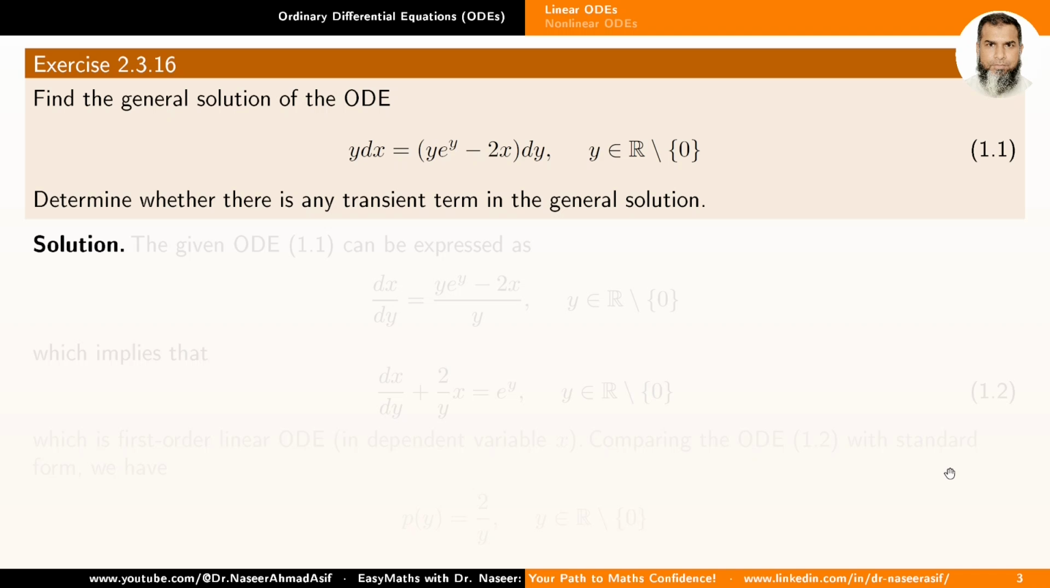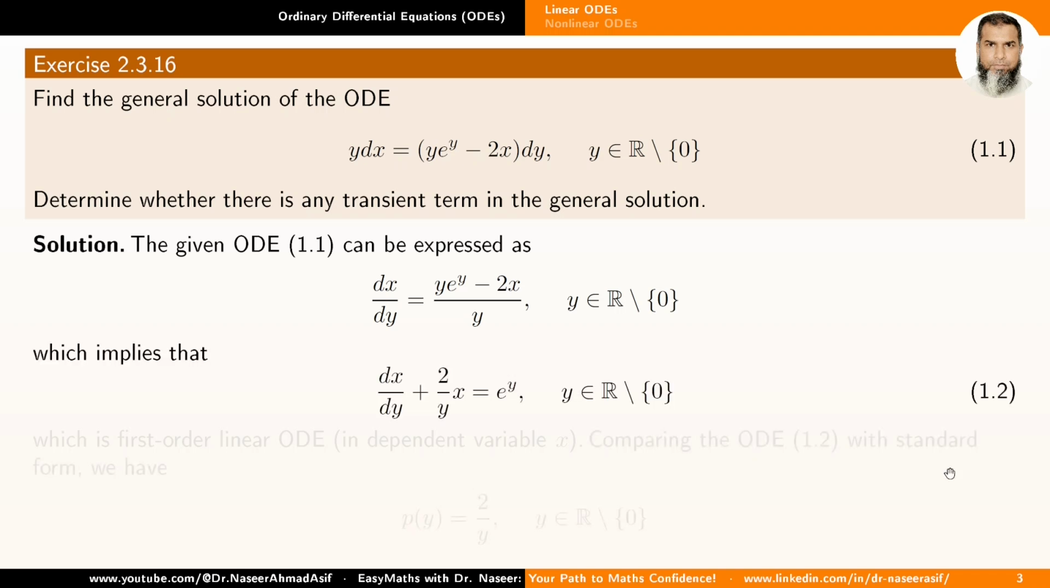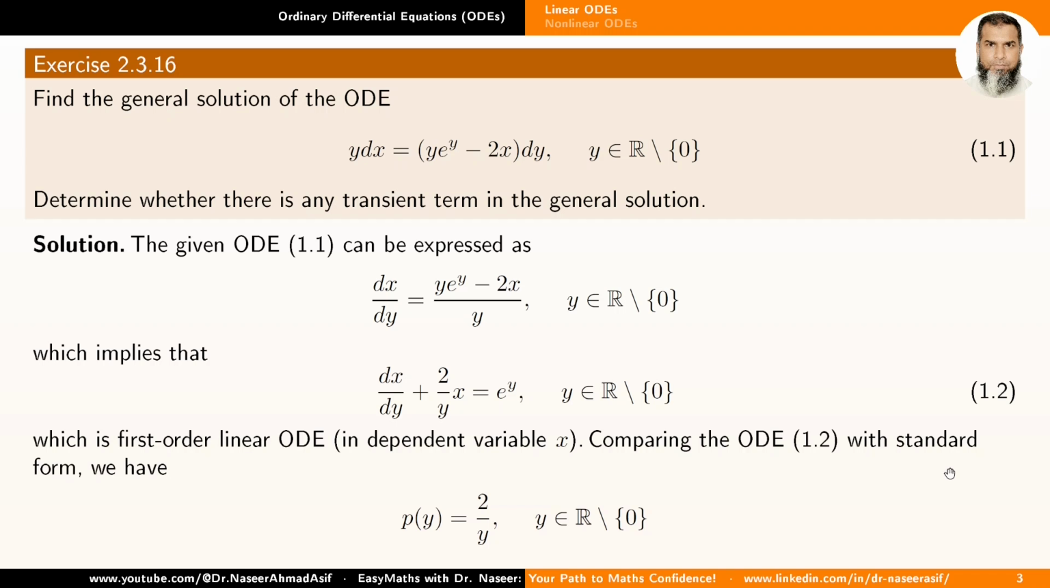Well, see solution. The given ODE 1.1 can be expressed as dx by dy is equal to y exponential of y minus 2x over y, where y belongs to R other than 0. So we have dx by dy plus 2 over y into x is equal to exponential of y, where y belongs to R other than 0, which is a first order linear ODE with independent variable y. Comparing the ODE 1.2 with the standard form, we have p of y is equal to 2 over y, where y belongs to R other than 0.